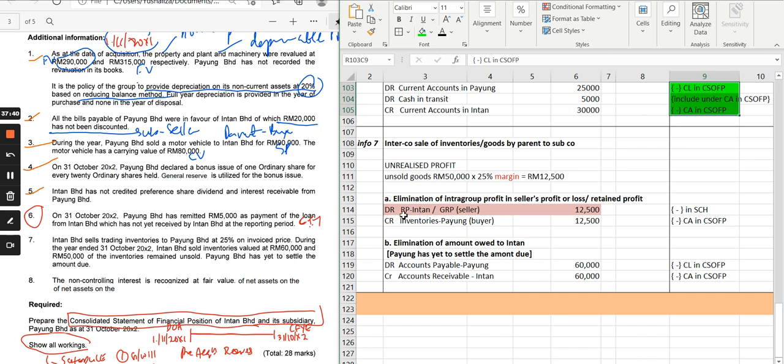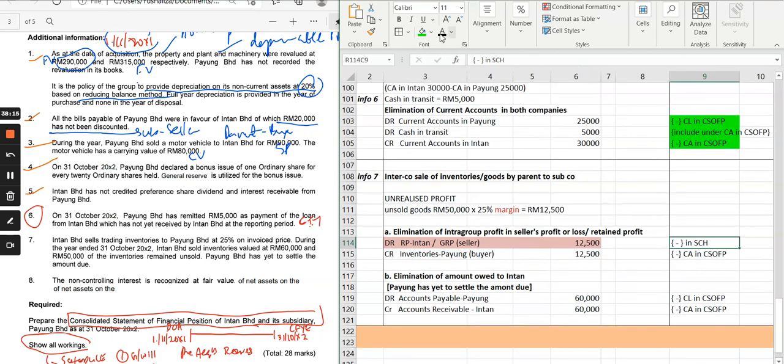And the unrealized profit must be eliminated as well by removing it from the seller's retained profit. Our seller here is Intan. So you need to remove from the retained profit of Intan the unrealized profit. How do you calculate the unrealized profit? Take the margin, 25%, straight away multiply by 50,000. 50,000 is the unsold goods. You get 12,500. Remove it from the retained profit of Intan, 12,500, and also remove from the current asset section in the group statement of financial position.